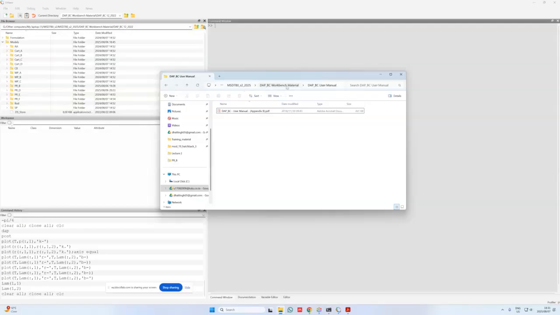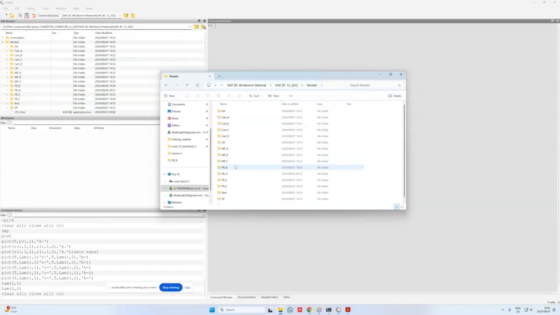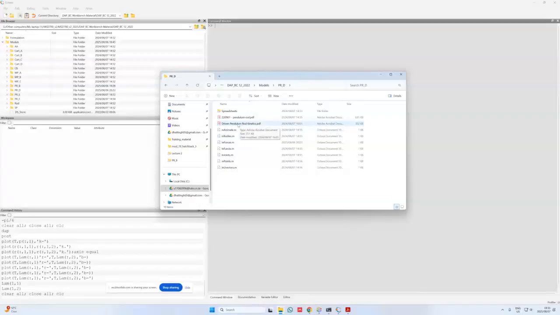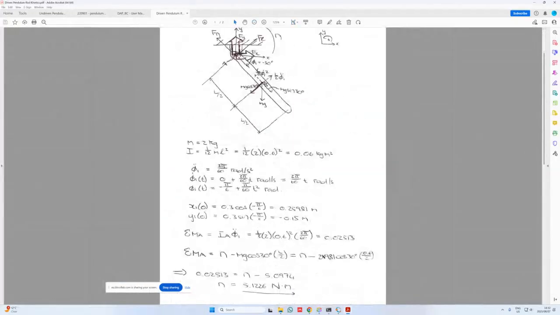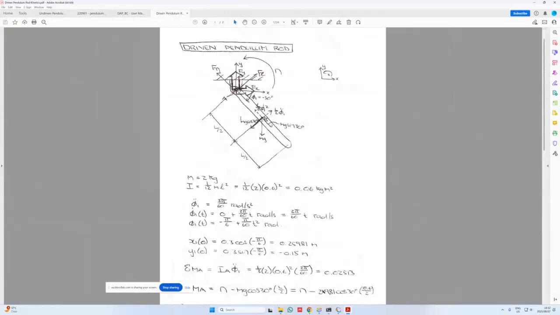Okay, so to do this, I'm going to head back to tab BC12, models, and under PR_D, you'll see there's a driven pendulum rod kinetics file as well. If you open that one, this is essentially the calculations that we did for the case where we have a driven pendulum rod. And we start off now with, once again, the same property. So the mass remains the same, the moment of inertia remains the same, the length of the pendulum rod remains the same.